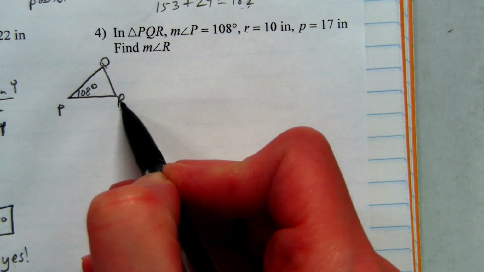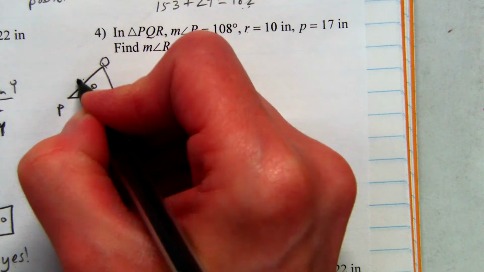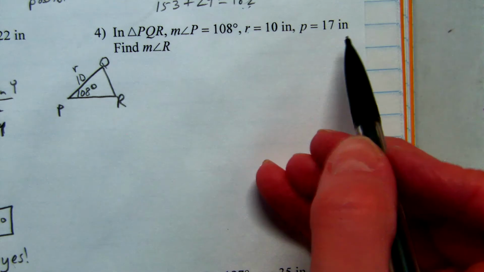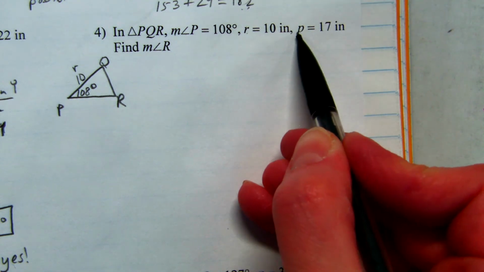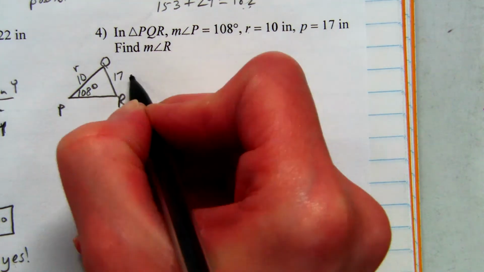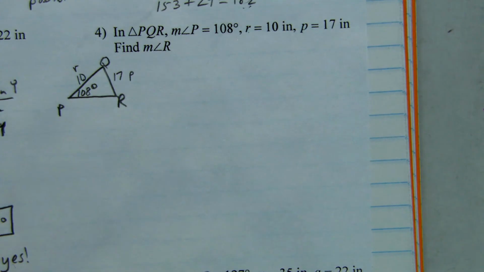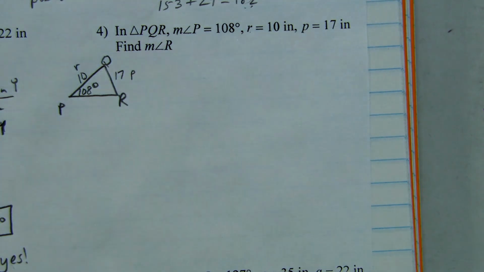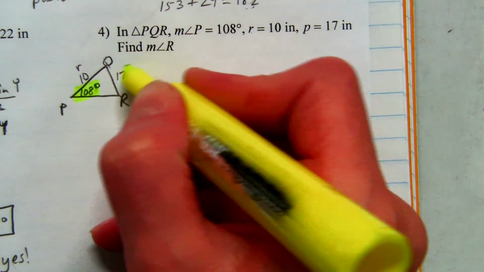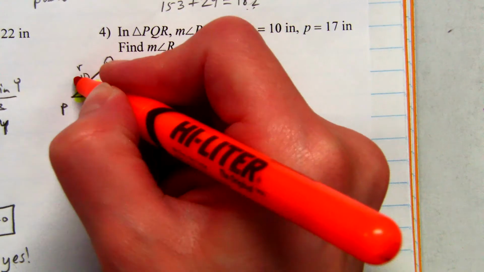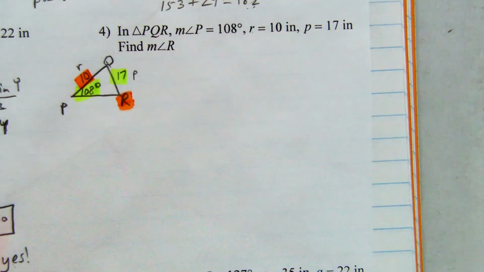So here's angle R. Across from that would be where that 10 goes. That's where lowercase r goes. And then side P is 17 inches, so that's across from the big P. So this is going to be 17, and that's little p. And we're trying to find the measure of angle R. So we see what goes together. So 108 goes to 17. And the 10 goes with R, which is what we're looking for. So that's good.